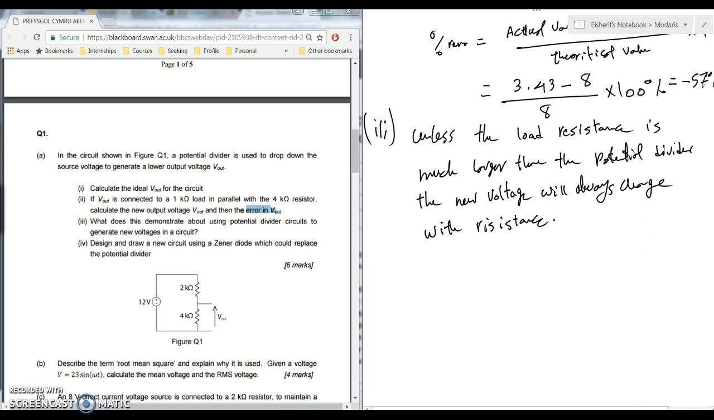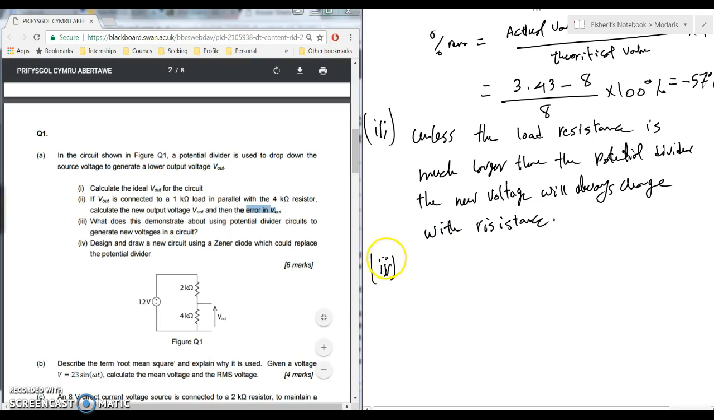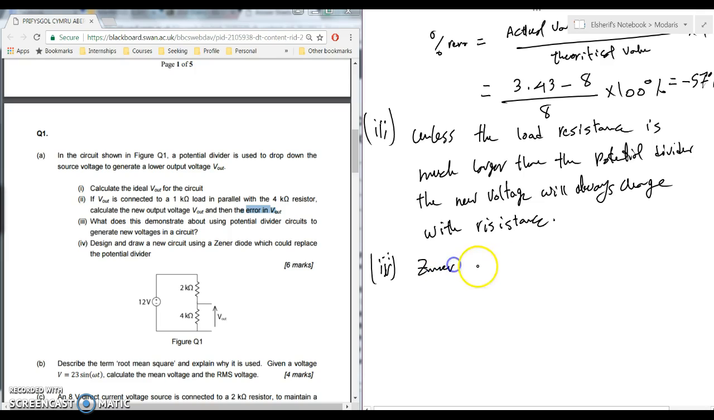Now, how do we fix this problem? Part 4 says, design and draw a new circuit using a Zener diode, which could replace the potential divider. So the Zener diode should do the job of the potential divider. In order to do this, we have to understand what a Zener diode is.